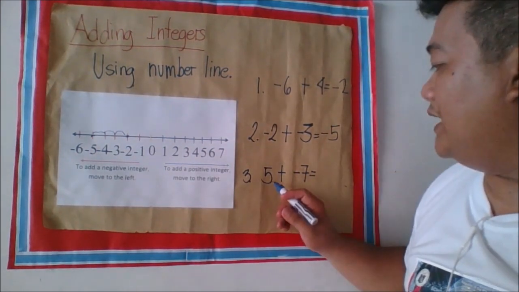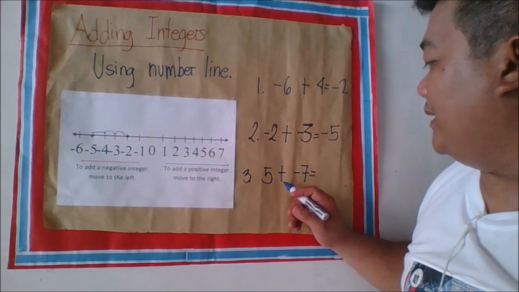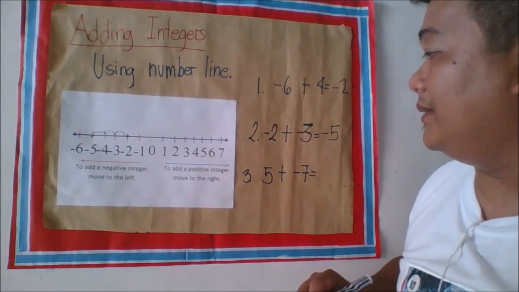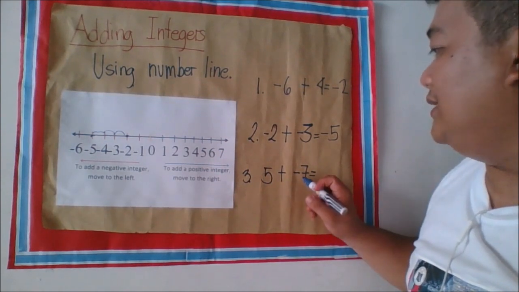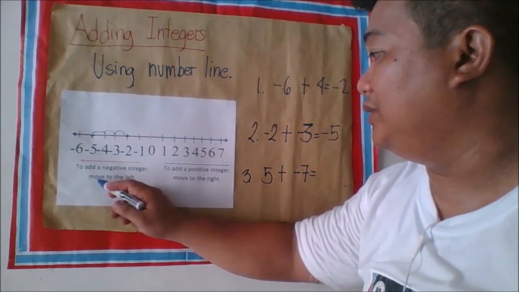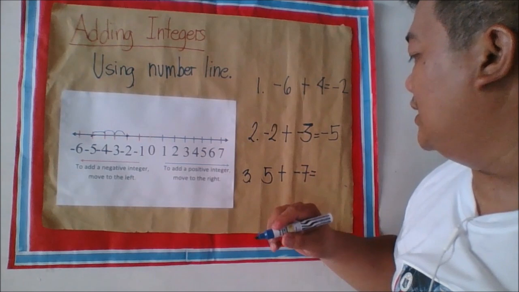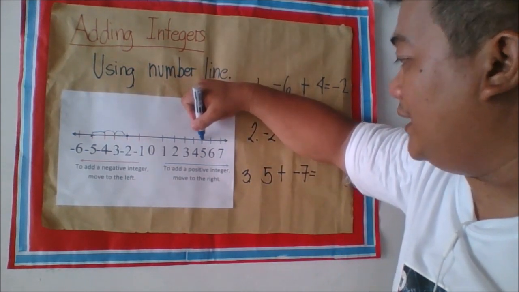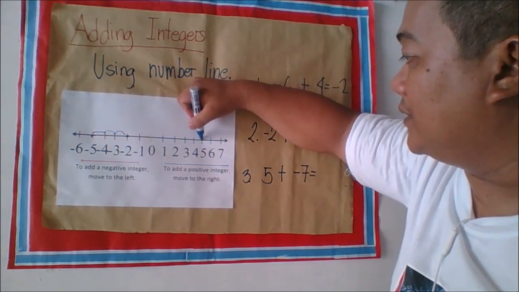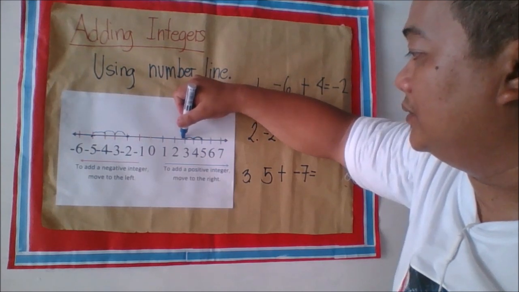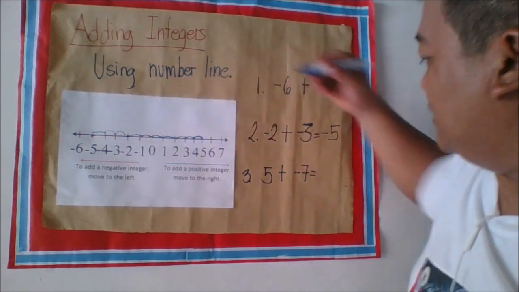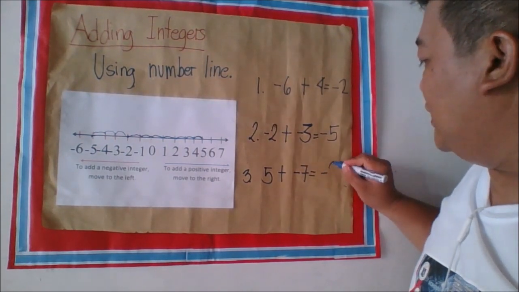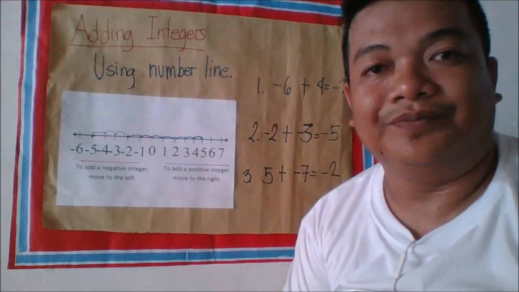Next, positive 5 plus negative 7. So here is positive 5. Then you add a negative integer, so you are going to move to the left. So from positive 5, move 7 to the left. 1, 2, 3, 4, 5, 6, 7. So the answer would be negative 2.